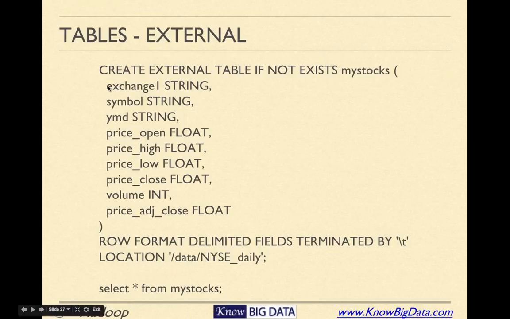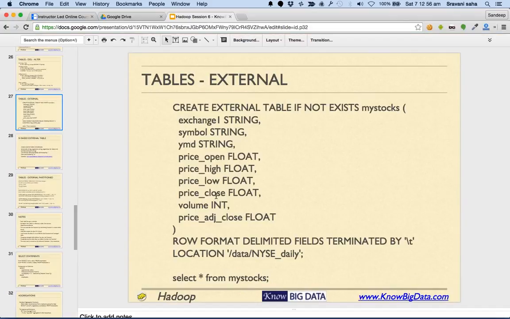All right. So we define the structure of the table, saying these are our columns, and then we also define the separator of the fields in the input file, and then we define the location of the data. Then we can start selecting the records and start working with this. A better thing to do would be to try it out.